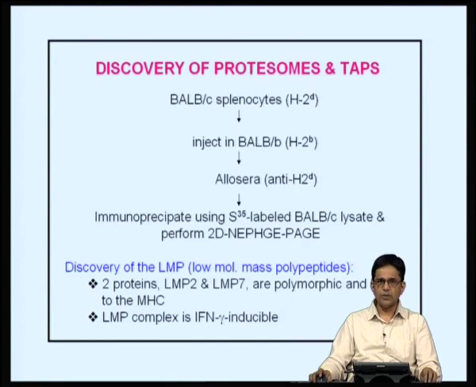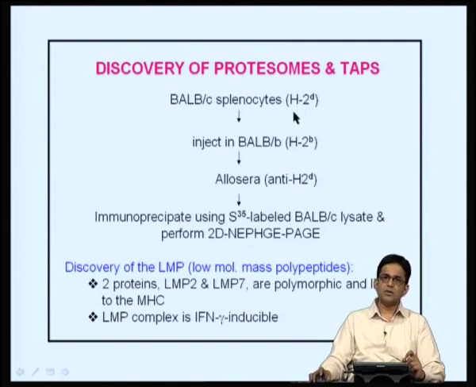Once this sort of experiment was done, what was found was that you had your typical MHC class 1 and class 2 molecules, but much to the surprise, you had several low molecular mass polypeptides showing up. Now, the fact that you generated this response against this mouse, where the only difference was in the MHC, suggested the allo sera was recognizing something that was there in the MHC, but was distinct between BALB/c and BALB/b.